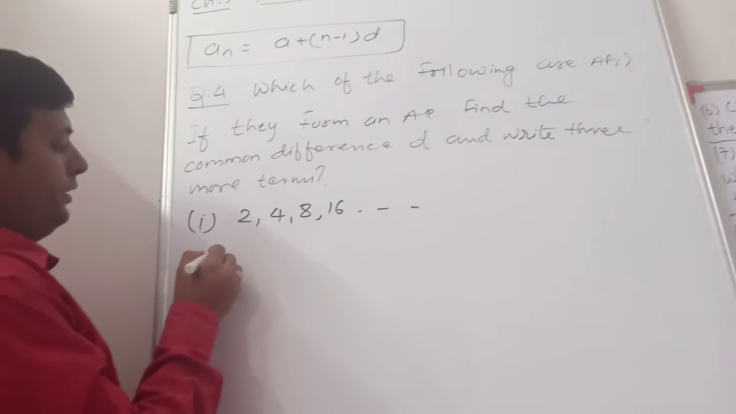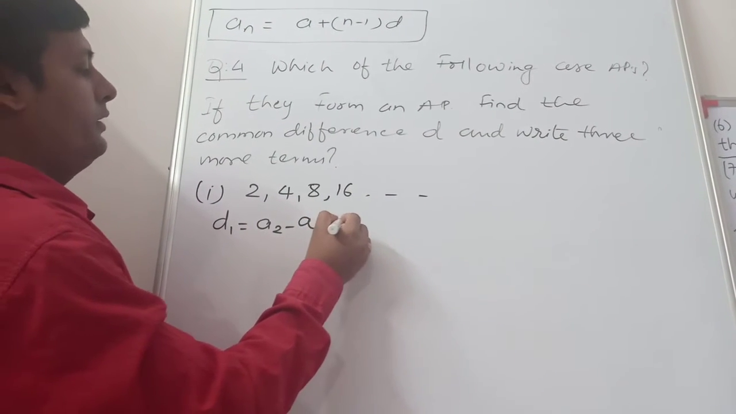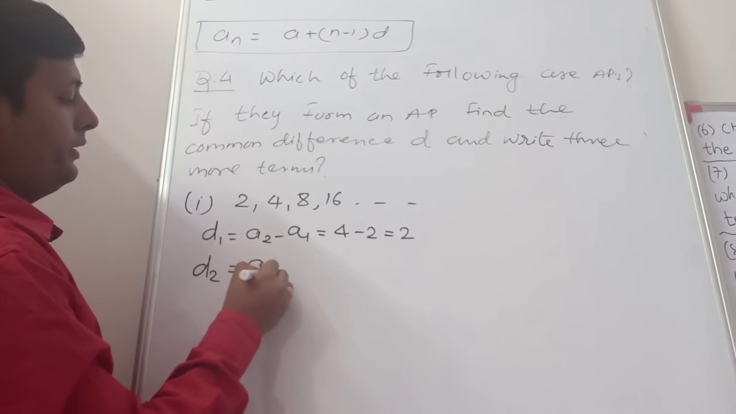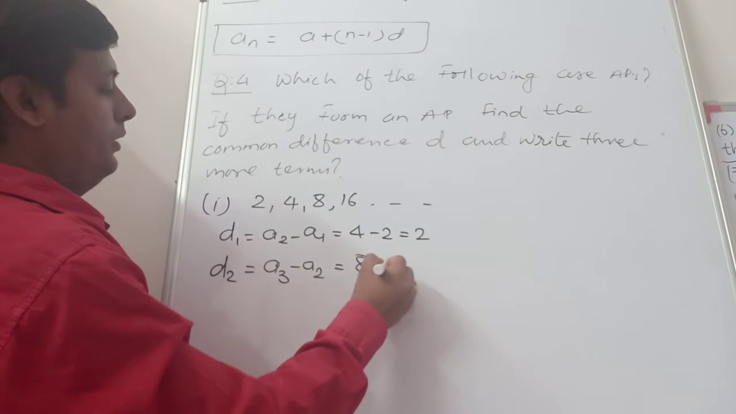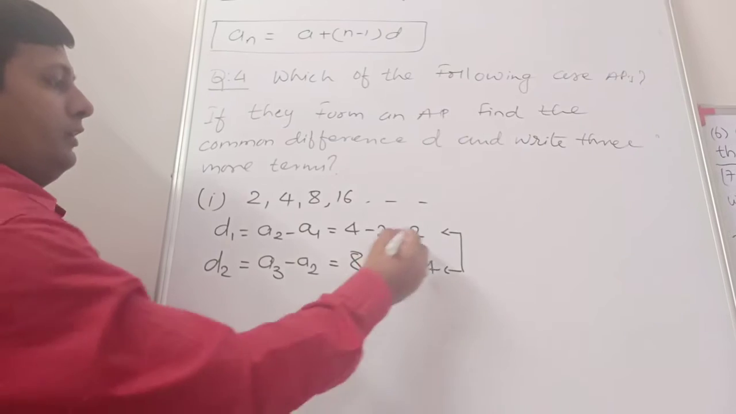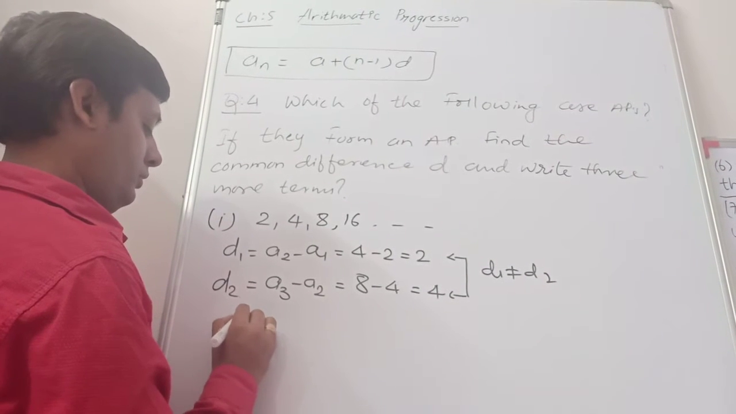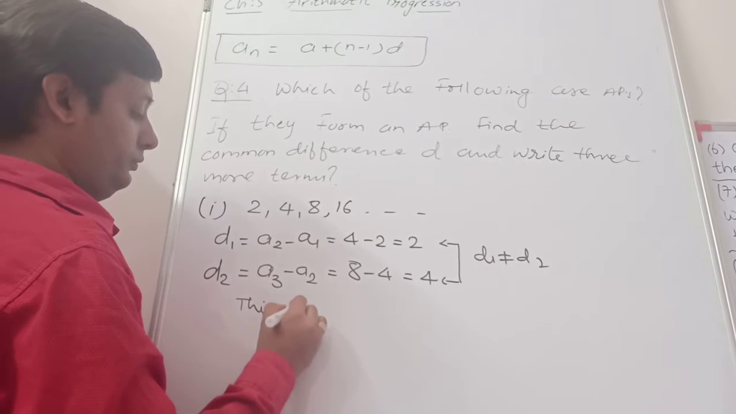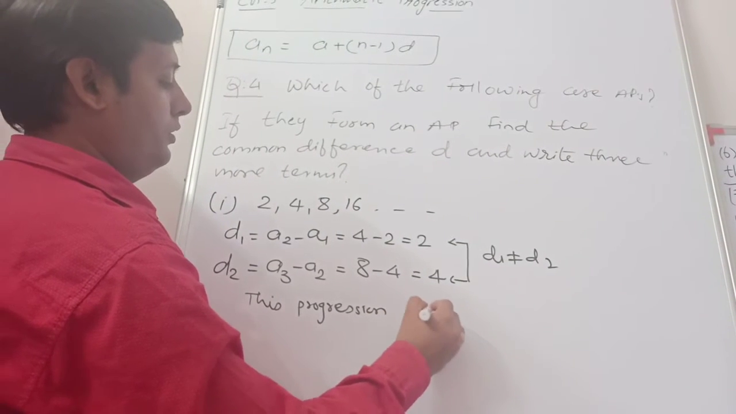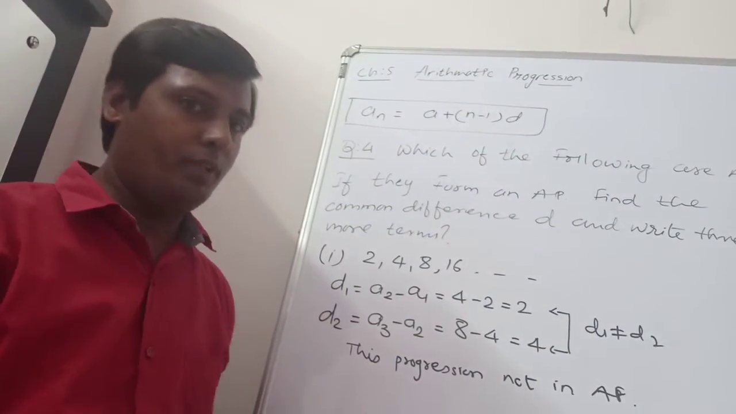Okay, so simple. Here the D1, first difference, we do. So a2 minus a1, right? So 4 minus 2 is equal to 2. Now D2 is the second difference, a3 minus a2. So third term 8 minus 4 is equal to how much? 4. So the common differences here are not the same, right? So here D1 does not equal D2. Matlab d same nahi aa raha hai. So this progression is not an AP, right? AP नहीं है तो मैं फर्स्ट टर्म और कॉमन डिफरेंस ढूंढने की जरूरत नहीं आगे.